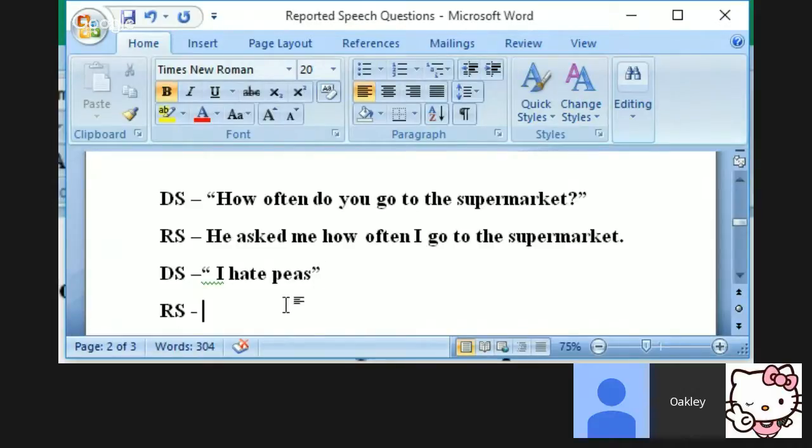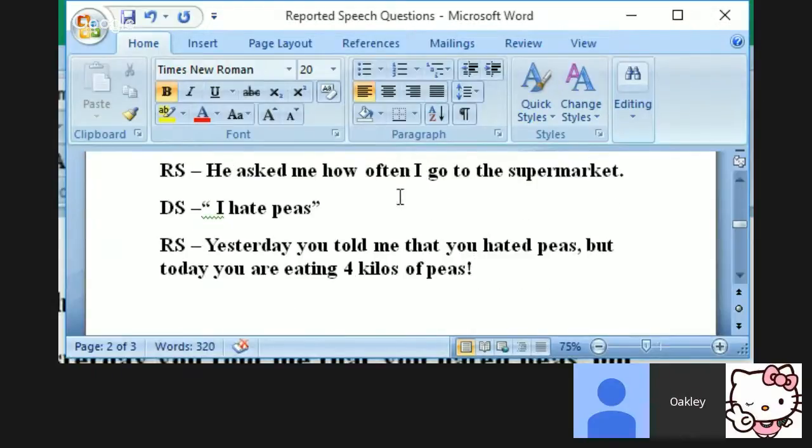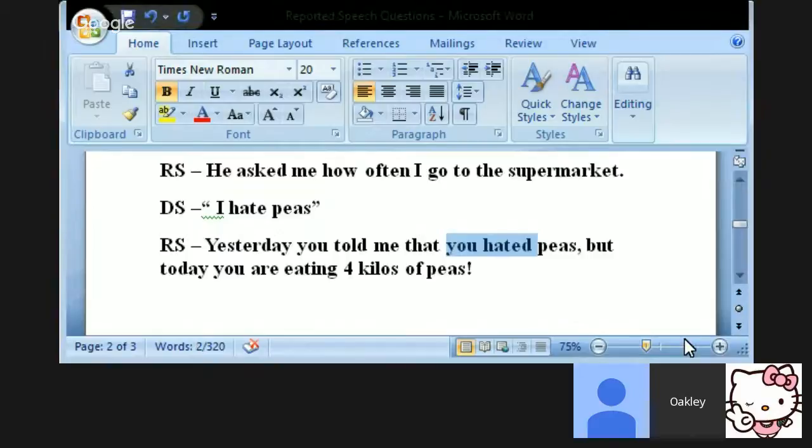What are you doing? You might say, wait a minute. Yesterday, you told me that you hated peas. Something's wrong, but today you are eating 4 kilos of peas. That's crazy. We know that this information wasn't true. I hate peas. There's something suspicious about it. We're not 100% sure. I have to use backshift in this scenario. I don't have a choice.